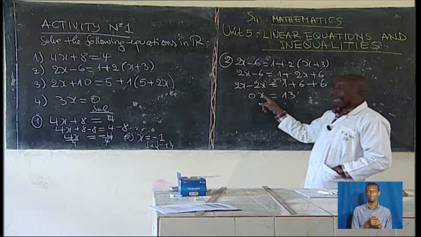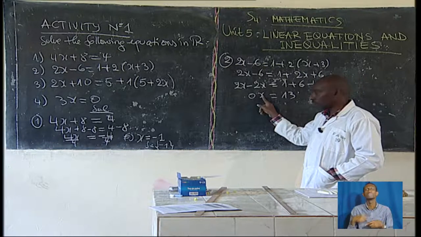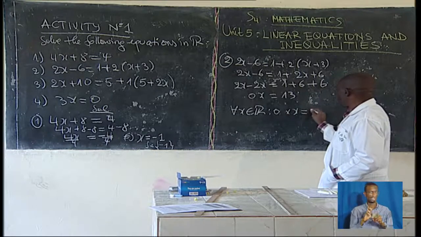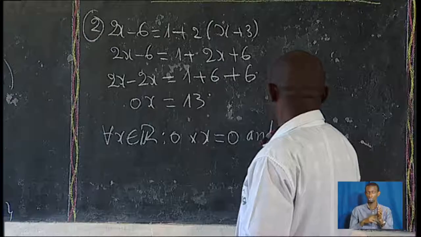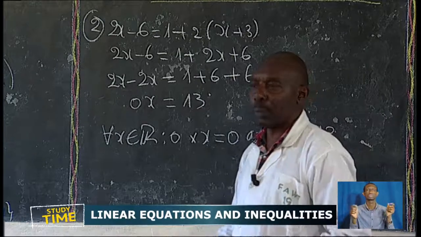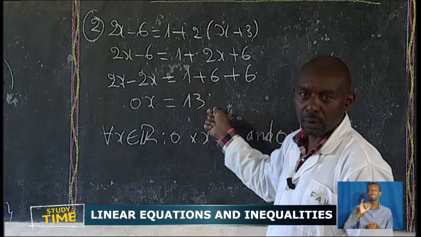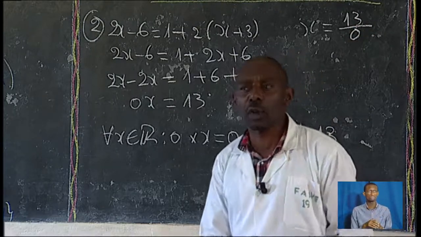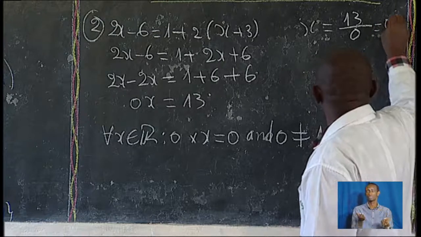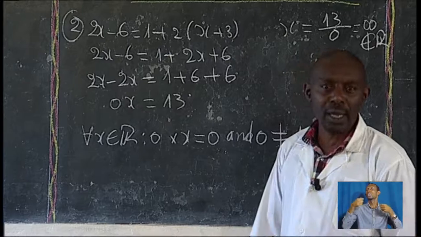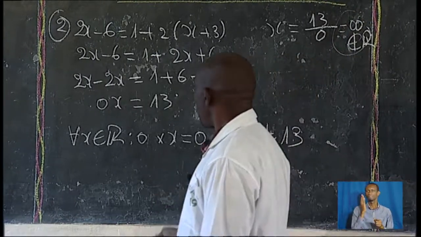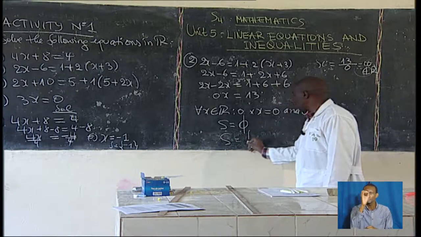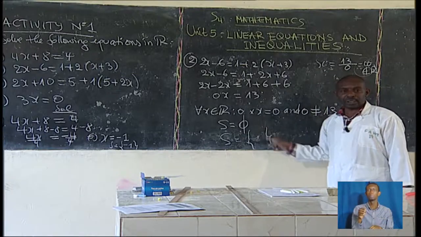0 times any real number is always 0. It means for all real numbers x, 0 times x is equal to 0, and 0 is different from 13. It means this equation is impossible. Even if you take x to be 13 divided by 0, you know division by 0 is impossible. So this is infinity, and infinity is not a real number. That's why for our equation, the set of solution is the empty set. Or you can write it like this: nothing inside, the empty set. Are we together?